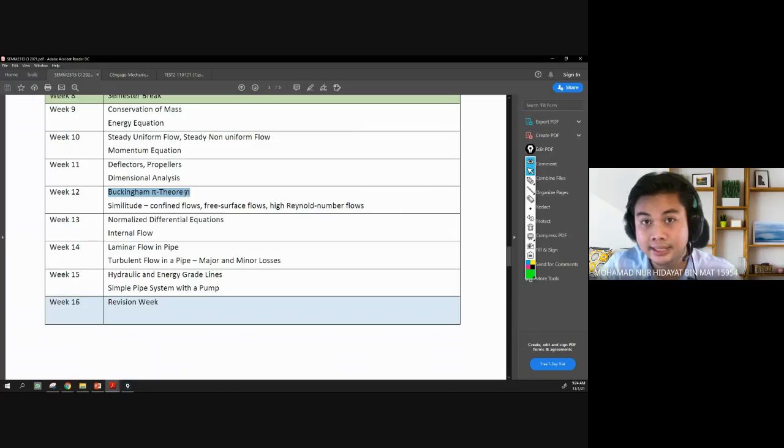We have step by step. The first step, we need to identify the dependent and independent variables. After that, we need to know the number of pi terms. And after that, we need to select the repeating variables. Selecting the repeating variables shall follow 4 rules, right? You should remember those rules. One of them is the selection shall not consist of the same dimension.